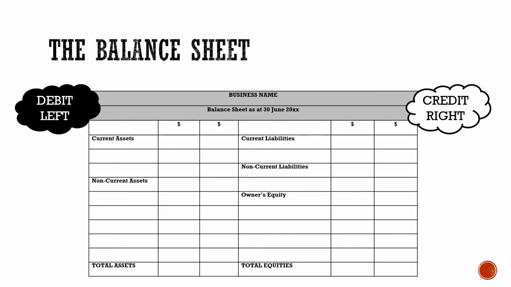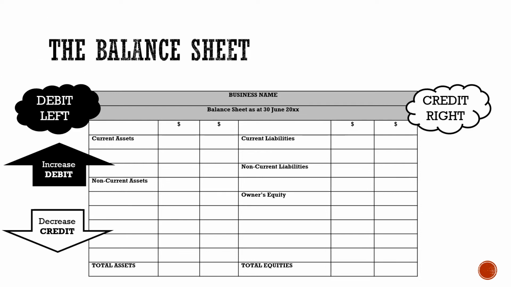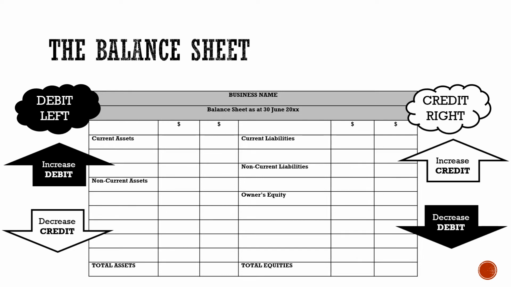Here we can see that all assets have a debit nature. Whenever there's an increase in assets, we say debit asset. And whenever there's a decrease in asset, we credit the asset. On the other hand, we can see that liabilities have a credit nature. Whenever there's an increase in liabilities, we credit the liability account. And whenever there's a decrease in liability, we debit the liability account.